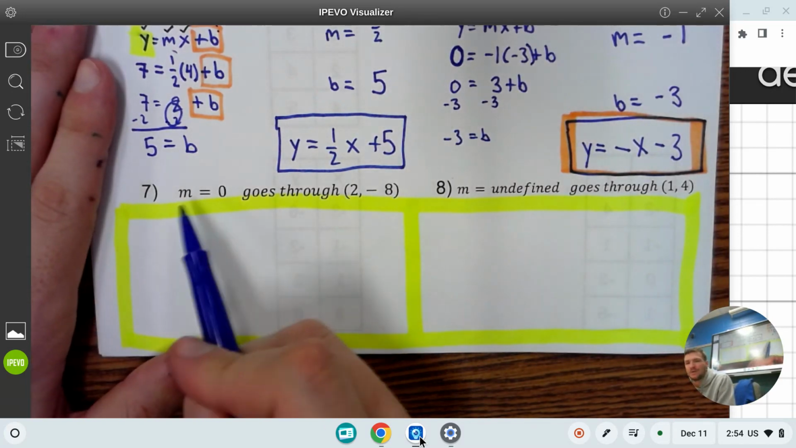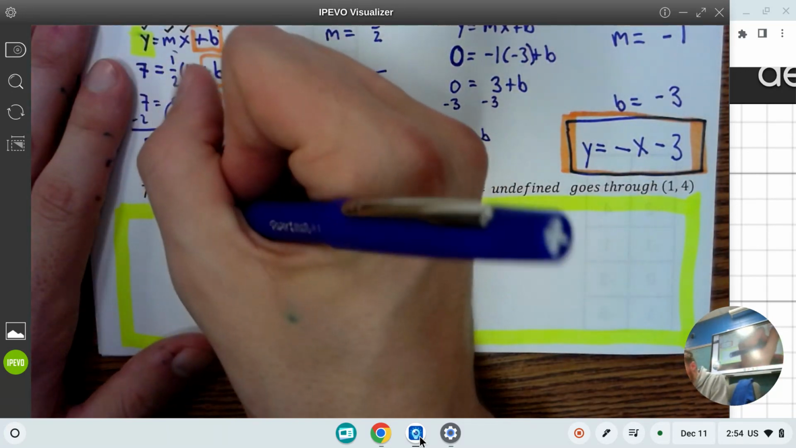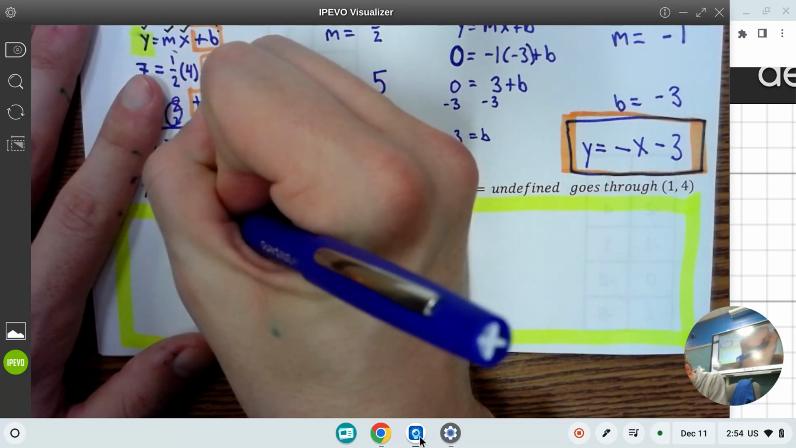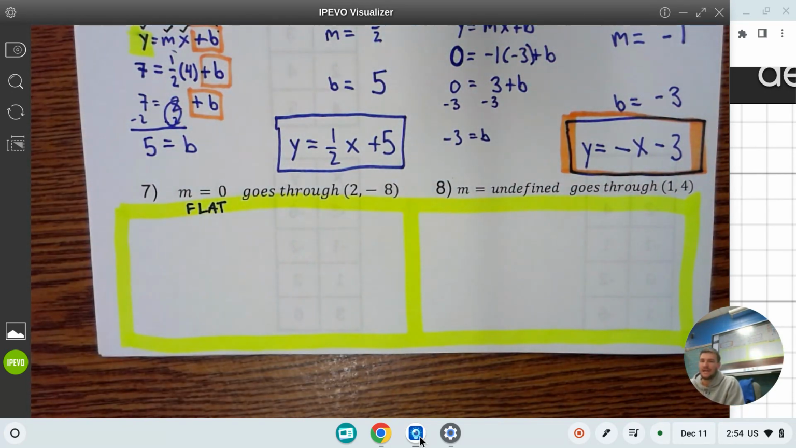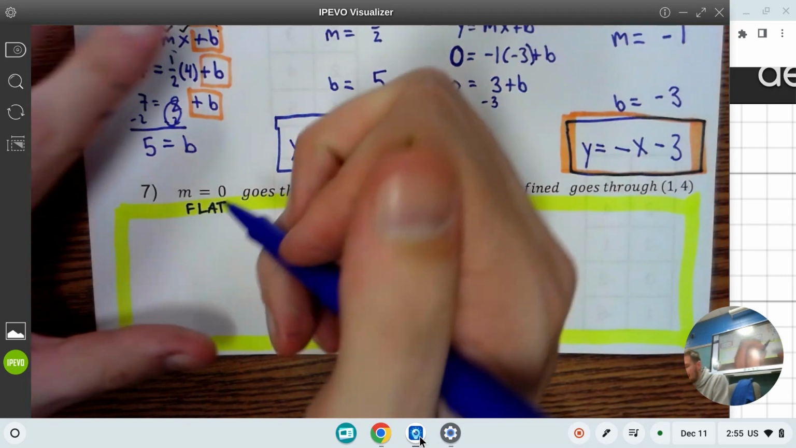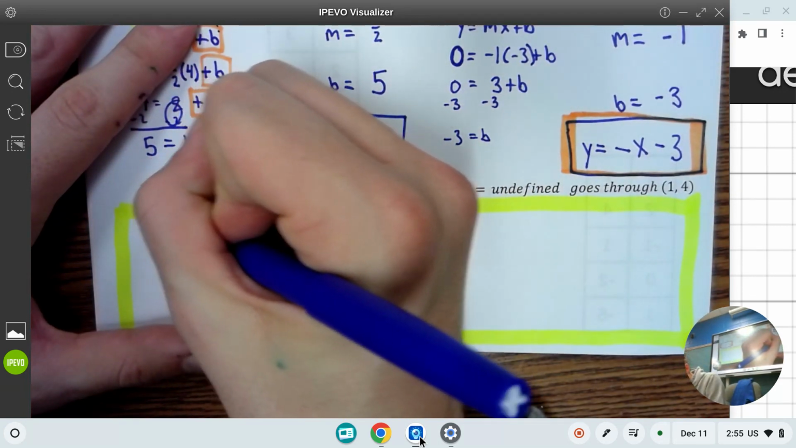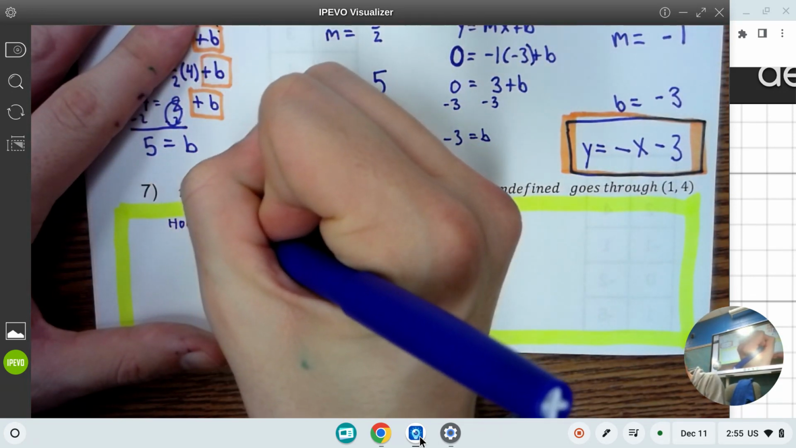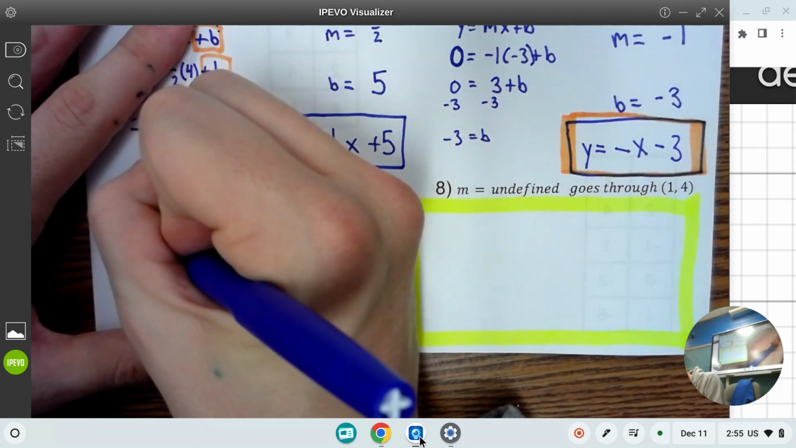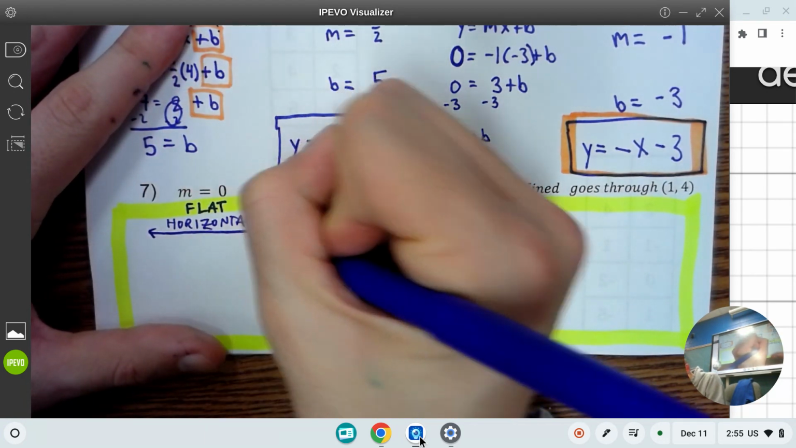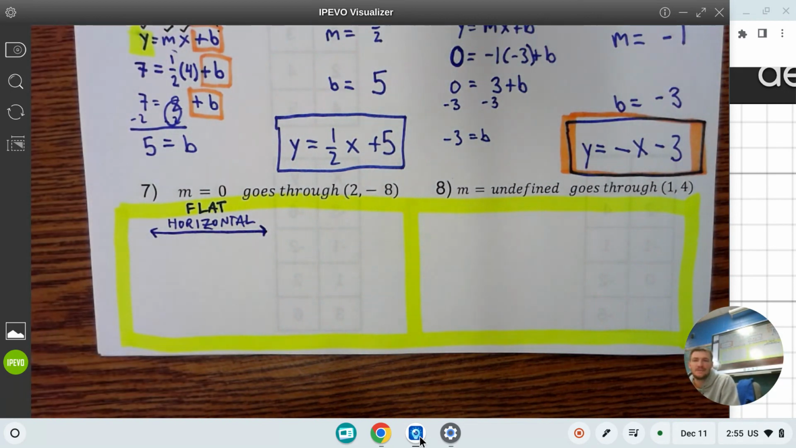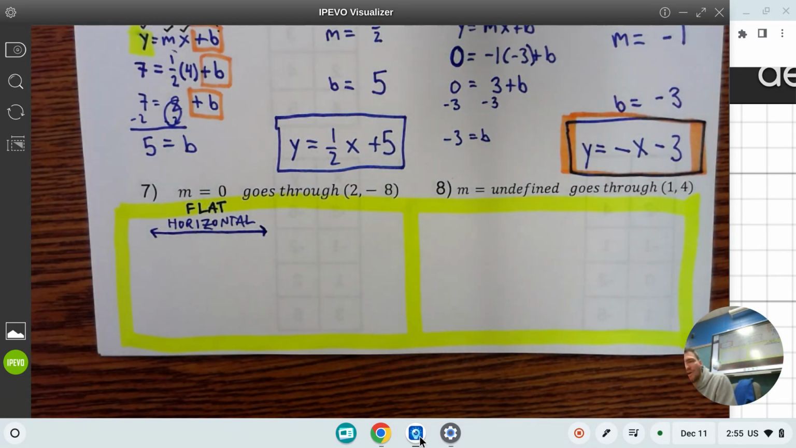So we have m equals 0, and m equals 0 is a flat graph, if you guys remember. If you have no slope, you are a flat line. And is a flat line a horizontal graph or a vertical graph? A flat line is a horizontal graph. And all of those things basically mean it's going side to side. All right? So we have a flat horizontal graph.